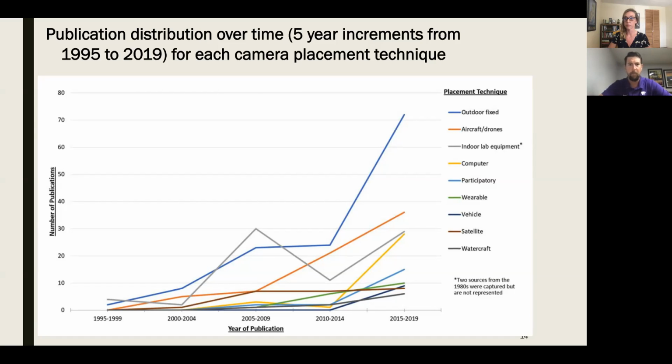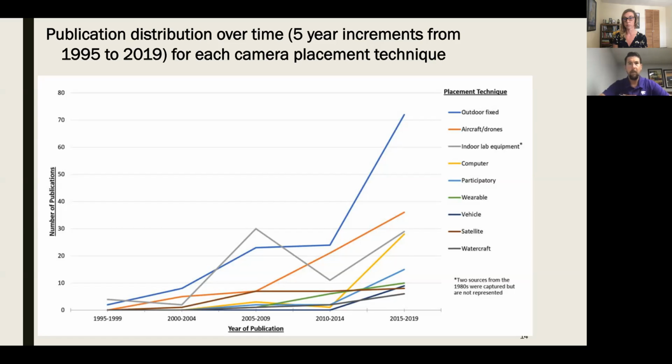Of course, many of us are familiar with the proliferation of drones in research over the last couple of years. And as you can see, from 2005, 2010 until now, those have gone up quite a bit. The aircrafts, the primary use there was fixed on the wings. So the drones are separate from the aircrafts, and the aircrafts tend to focus on placing cameras on the wings to capture that data.